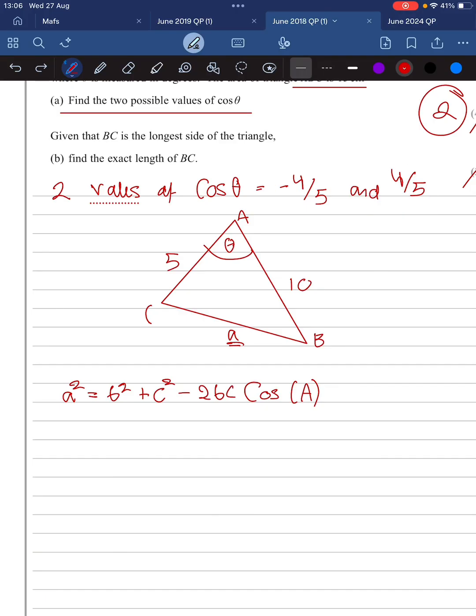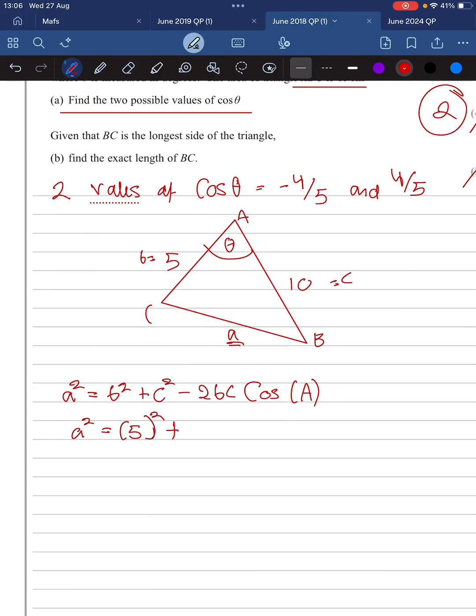Now we just plug in the values. So a squared equals, let's get our b, so this would be our b and this would be our c. And by the way, it doesn't really matter which is which, right? This could be our b, this could be our c. As long as it's the right kind of values and the right kind of side, it doesn't really matter. So this would be 5 squared plus 10 squared minus 2, 5, 10 cosine.